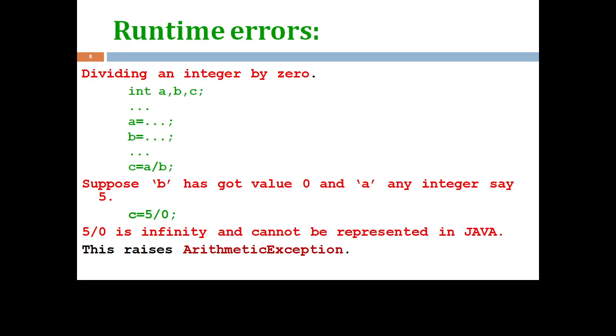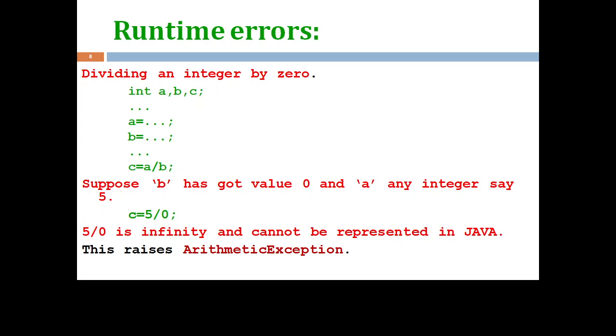Whatever the values of A and B are, it's not an issue, but if the B value is other than 0, not an issue. Even a negative value is not an issue, a positive value, any maximum value is not an issue. But if the B value is 0 and A value is anything, 1, 2, 5 or a negative value, then the result will be infinity.